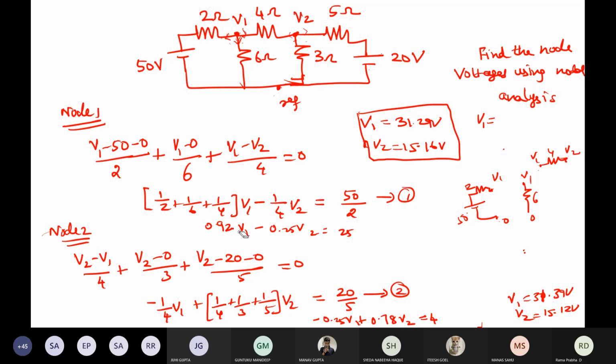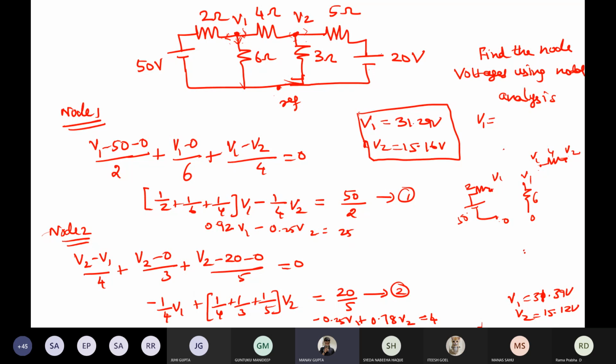50/2 is 25. Yes, ma'am. So this part is around, again, 0.25. This part I'm getting 0.78, which is equal to 4. So you solve this one, you will be getting 31 point something, 15 point something only. Okay, ma'am. Check it out.